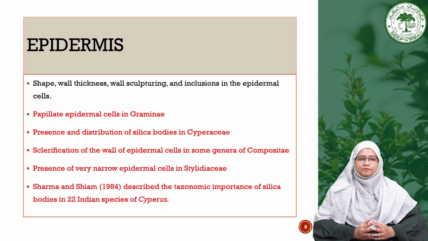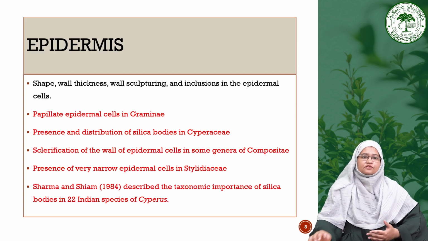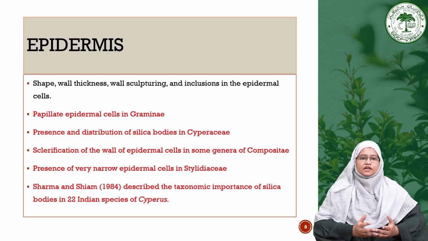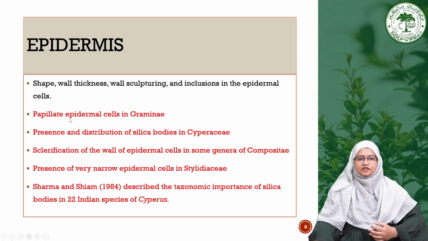So starting from the epidermis, epidermis is the outer layer of the plant tissue that shapes and protects the plant from damage. It is a protective layer. It has shape, wall thickness, wall sculpturing and inclusions in the epidermal cells. There are different types of epidermis depending on the different families, like papillate epidermal cells in the Gramineae family, and the presence and distribution of silica bodies in the Cyperaceae.